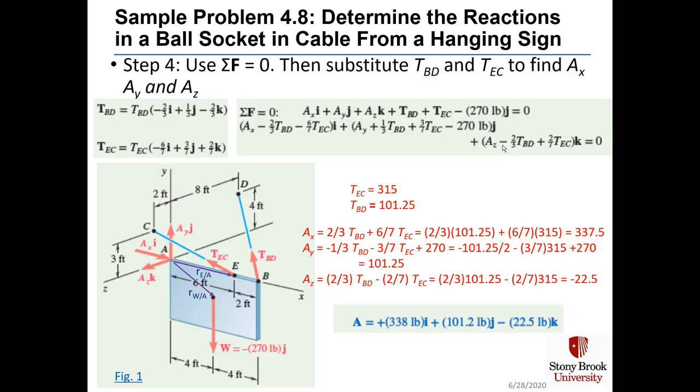for A sub x, A sub y, and A sub z. So let's just do A sub x as an example. A sub x then is 2/3 of T sub BD plus 6/7 of T sub EC here. And we substitute values of that, 2/3 of 101.25 plus 6/7 times 315. And we get 337.5. We go about this algebraic exercise for A_y and A_z. And we get that A_y is 101.2, and A sub z is minus 22.5.